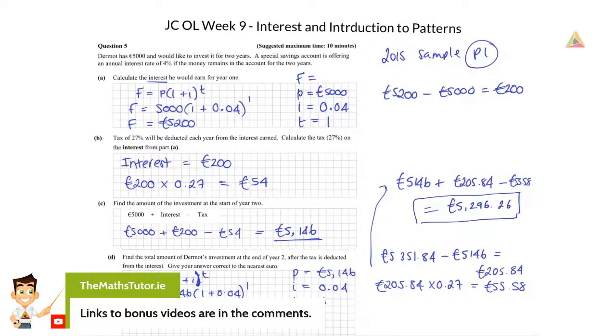So that's the total amount of Dermot's investment at the end of year 2 after tax is deducted. So 5,296.26. Now it also says correct to the nearest euro, so let's round that. So 5,296 is going to stay at 5,296 if we round it. So that's the answer, the final answer there.